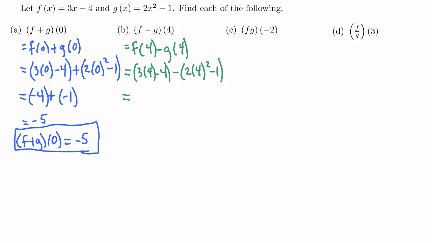And then I simplify. 3 times 4 is 12, minus 4 is 8, minus 4 squared is 16, times 2 is 32, minus 1 is 31. So I have 8 minus 31, which is negative 23. So this gives me f minus g of 4 is equal to negative 23.